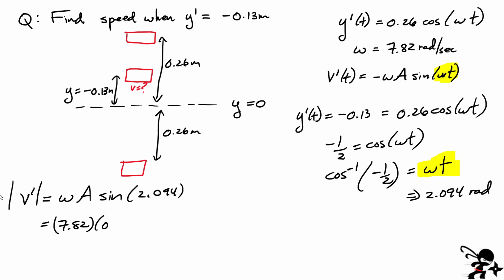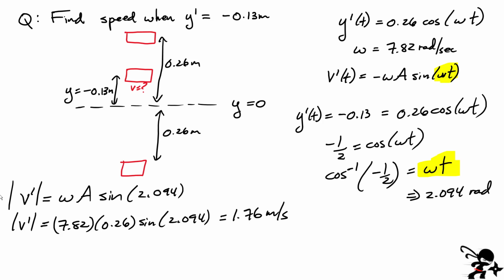What else? The amplitude was 0.26. And now I do sine of 2.094, and I get a speed that's equal to approximately 1.76 meters per second. That's how fast I'm moving when I'm at 13 centimeters above or even below. It just depends on which direction I'm moving here, but the speed is always going to be 1.76 meters per second.